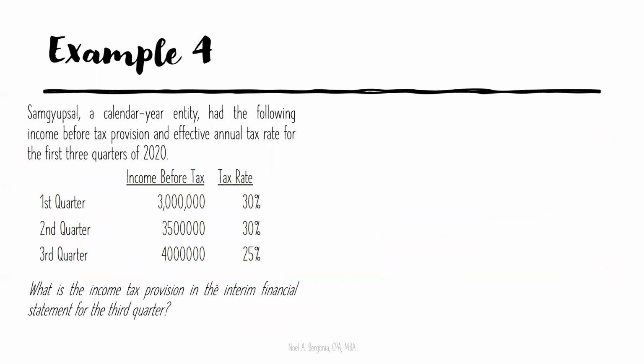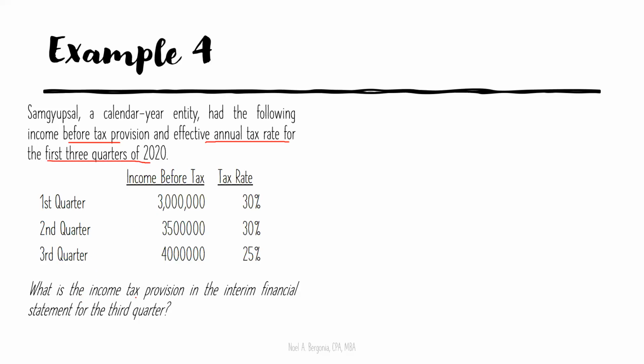Next, example number 4. Now let's talk about tax. I mentioned this earlier in our discussion about tax, wherein we will be using the tax rate on the period. What did we say? It should be recognized in each interim period based on the best estimate of the weighted average annual income tax rate. So here, a year-end entity company had the following income before tax provision and effective annual tax rate for the first three quarters of 2020.